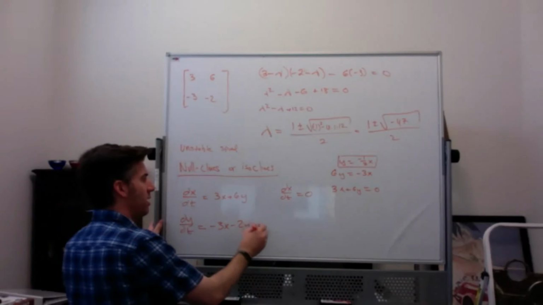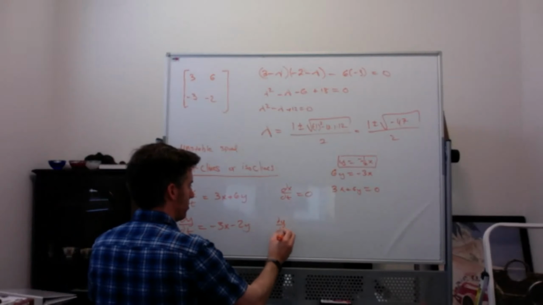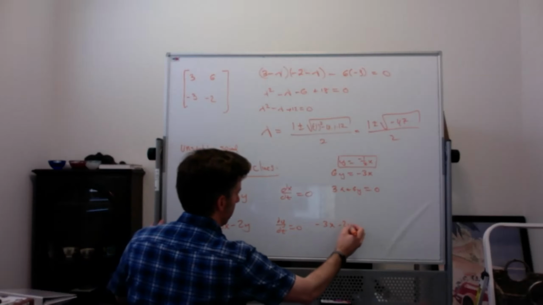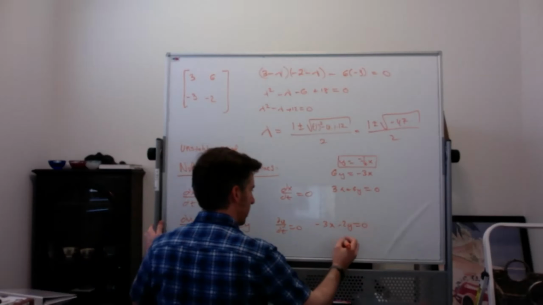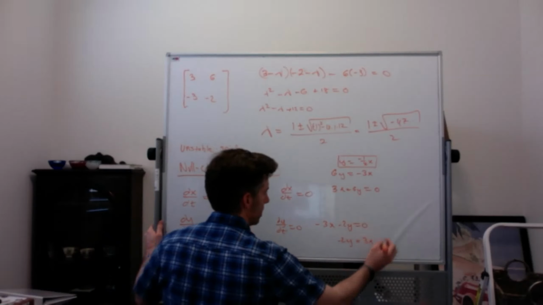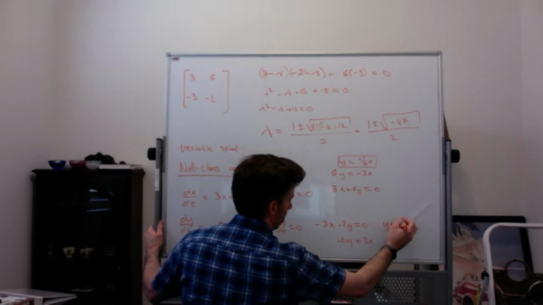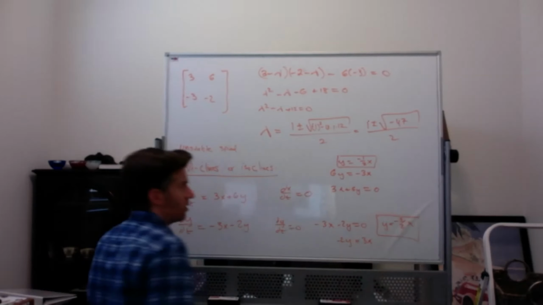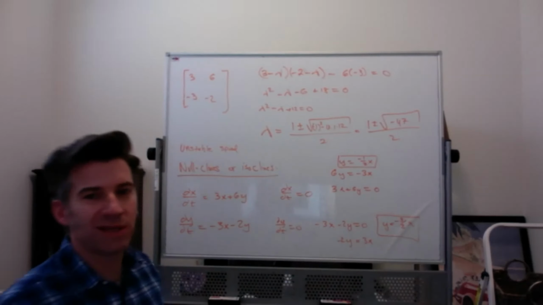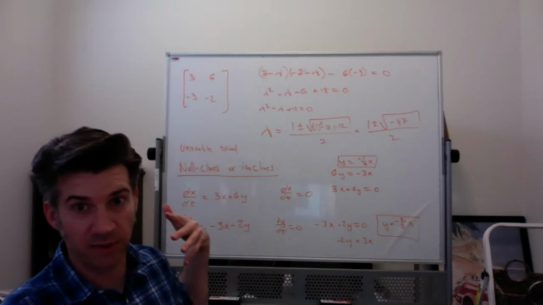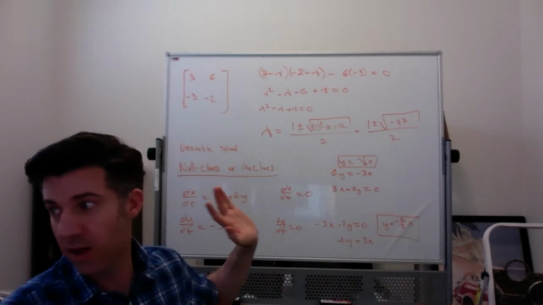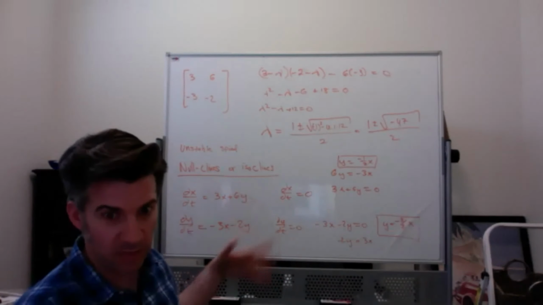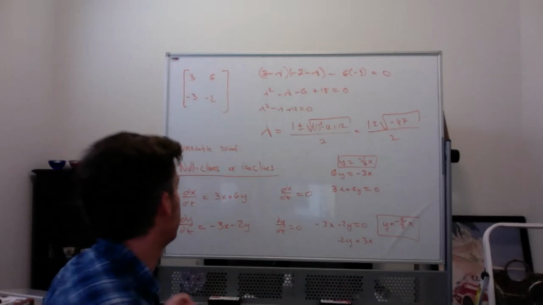In a similar way here, setting dy/dt equal to 0, I get negative 3x minus 2y equals 0. I get negative 2y equals 3x. I get y equal to negative 3/2 x. Also a straight line, and there are always going to be straight lines for these types of differential equations. But when they get more complicated, they might be less than just straight lines. But for now, they're just going to be straight lines that go through the origin.